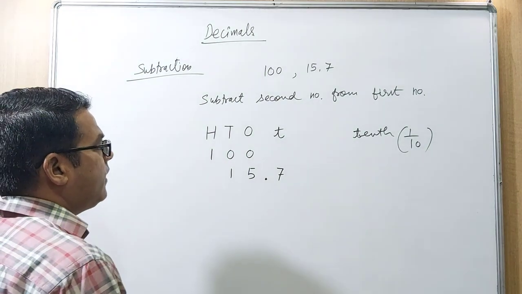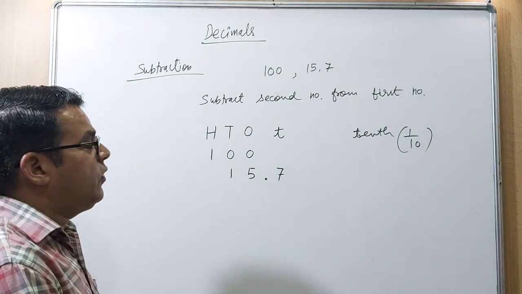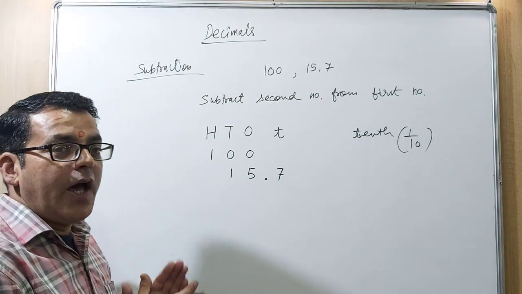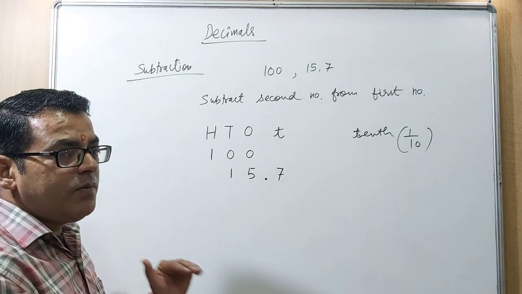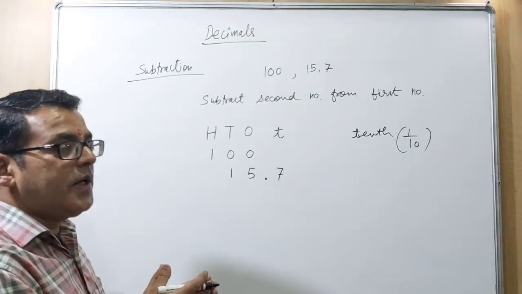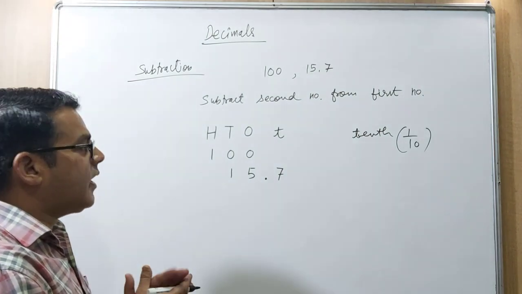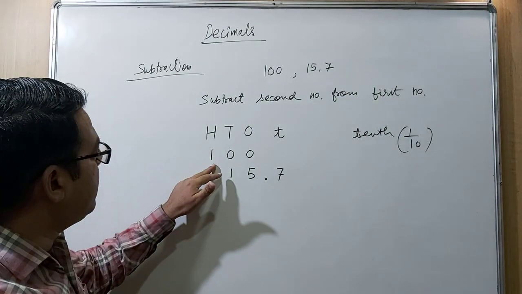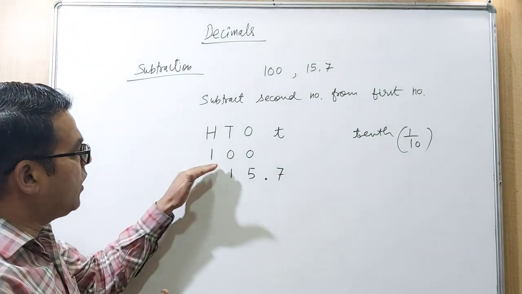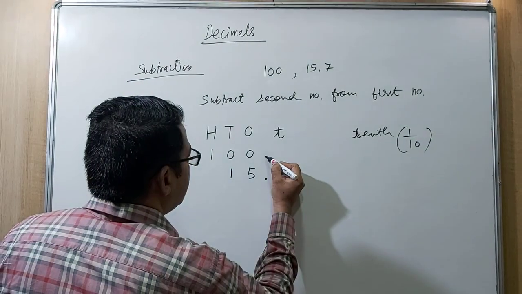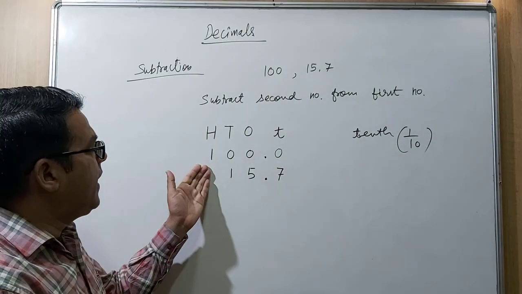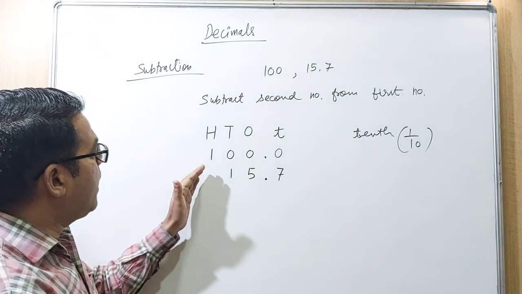Now one more thing that we discussed in my previous video: before addition or subtraction, we need to convert all the decimals into like decimals. So what are like decimals? Like decimals means that after the decimal point, all the numbers have the same number of digits. You can see here in 100, there is no digit after the decimal point. So first we need to convert this 100 into a decimal. If we put 0 here in the tenth place, we can make it a decimal number. So it is now 100.0.